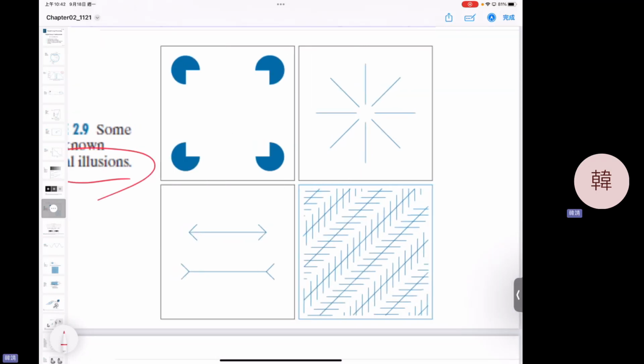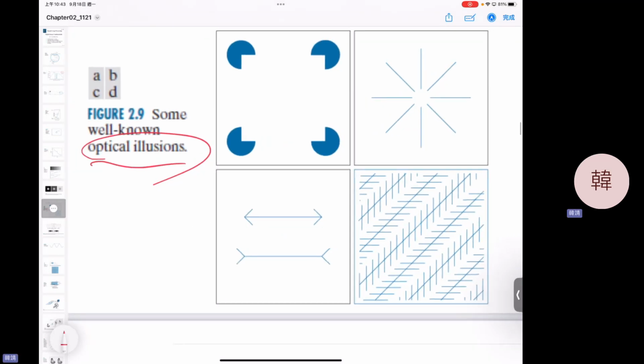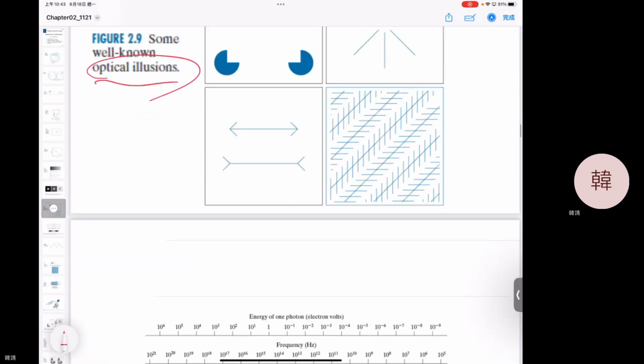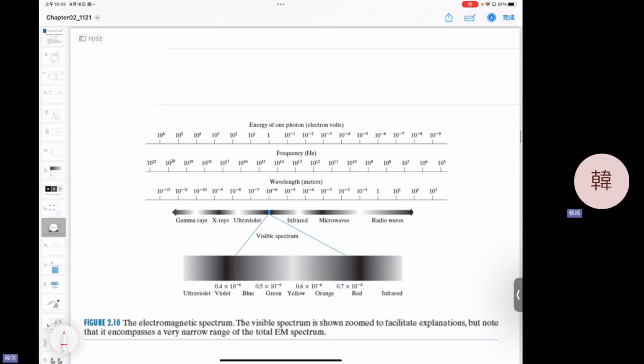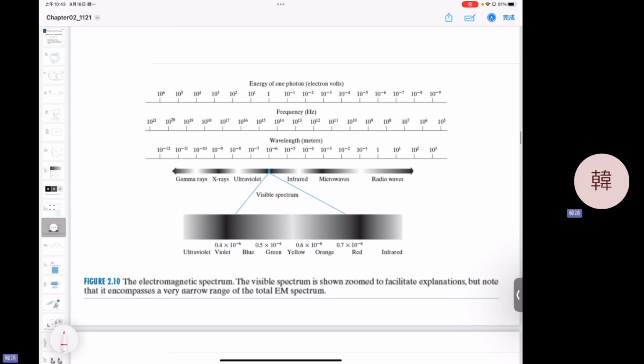A lot of different examples can tell us that what you see is not the truth. So sometimes you have to go back and think about that. Okay, so optical illusion there.